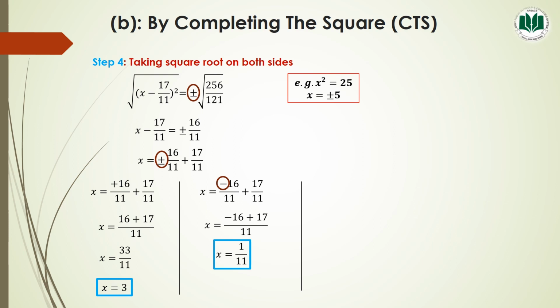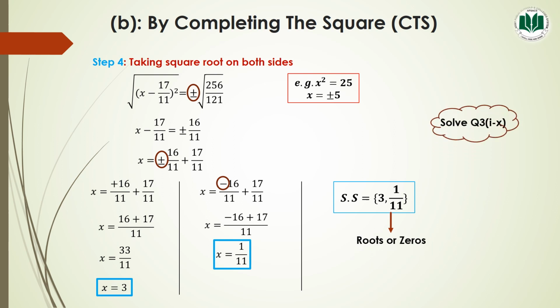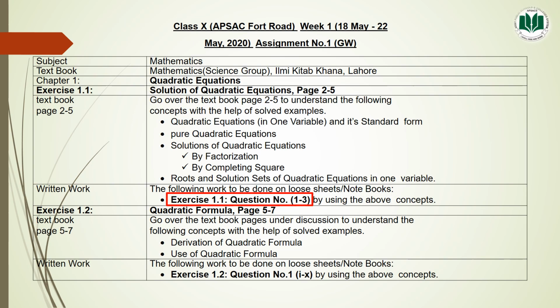Therefore, we have solved the given quadratic equation by the completing the square method. So the solution set is 3 and 1 by 11. And these values of the variable are known as roots or zeros of the equation. So now you can solve question number 3, all the parts, by yourself. And this is your assignment, exercise 1.1. All the questions you can do by factorization and the completing the square method.